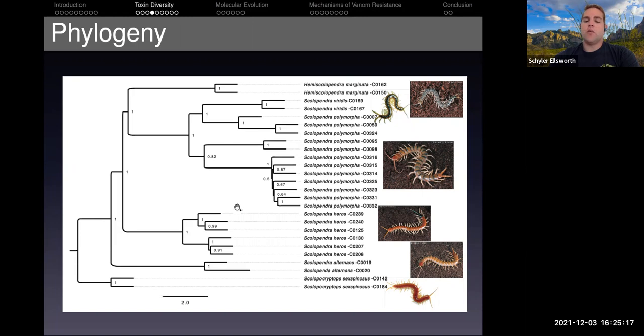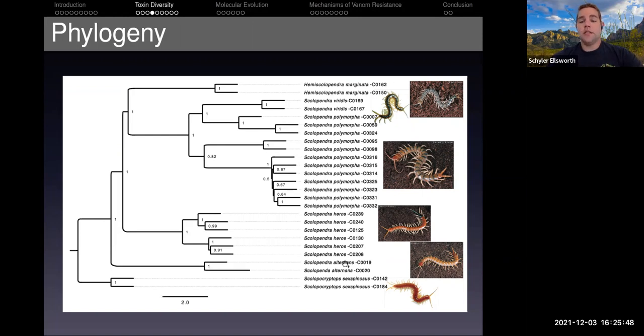The other species I wanted to highlight is Scolopendra heros, which again has a very broad range like Scolopendra polymorpha, where we see a mainly Texas clade here, and then our Arizona clade here on the bottom. This species again could probably be separated into multiple species, but we need more sampling and more genetic data to be able to look at the phylogenetics for these different groups.